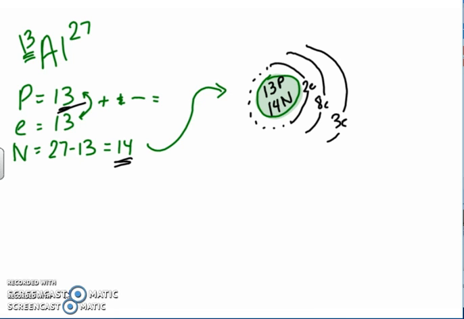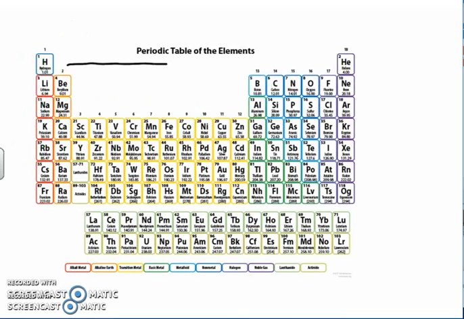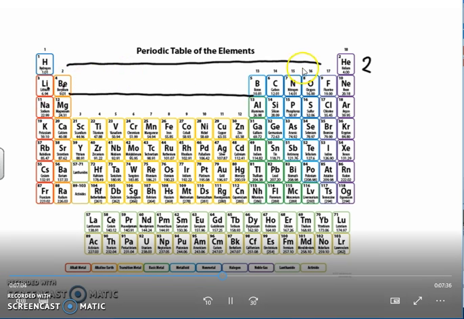Now, how did I get those numbers? Well, let me show you with the periodic table here. The first row on the periodic table represents the number 1 energy level. It can only hold 2. Notice that there's only 2 atoms up here. They represent the electrons. Over here there's now 8 electrons, and then there's 8.